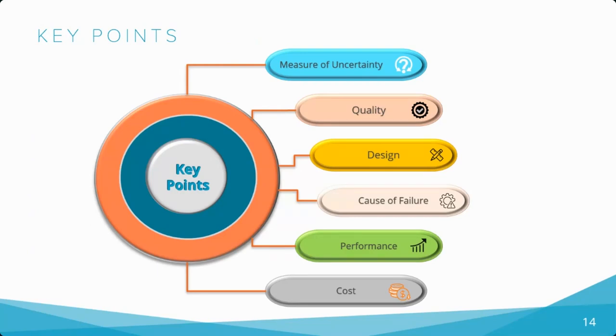So, accumulating the slides I presented, these are the key points to note when we think of reliability for our design. Reliability is a measure of uncertainty, and therefore estimating reliability means using statistics and probability theory. Reliability is quality over time. Reliability must be designed into a product or service. The most important aspect of reliability is to identify causes of failure and eliminate them in design if possible. Otherwise, identify ways of accommodation. The cost of unreliability can be damaging to a company.